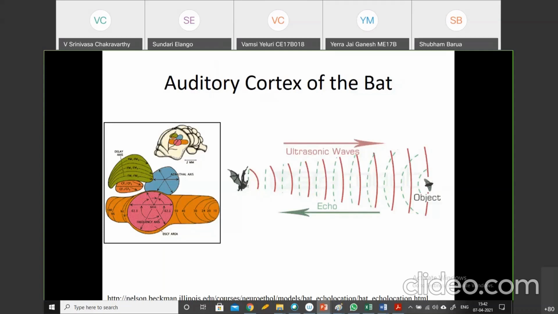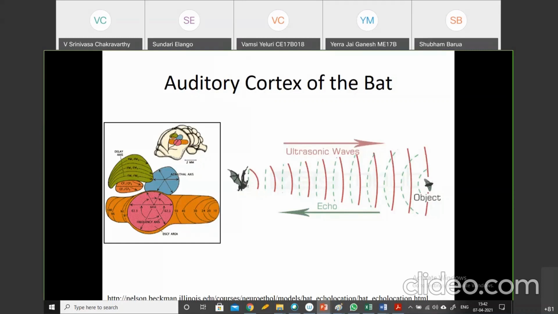Now all this is done with the help of a bunch of maps in the auditory cortex of the bat. Just like we have seen in other mammalian brains, in the visual system there is a primary visual cortex and then secondary visual cortex and so on. In the bat's cortex also there is the primary auditory cortex and then higher order cortical areas. And they represent very sophisticated properties of these sounds.